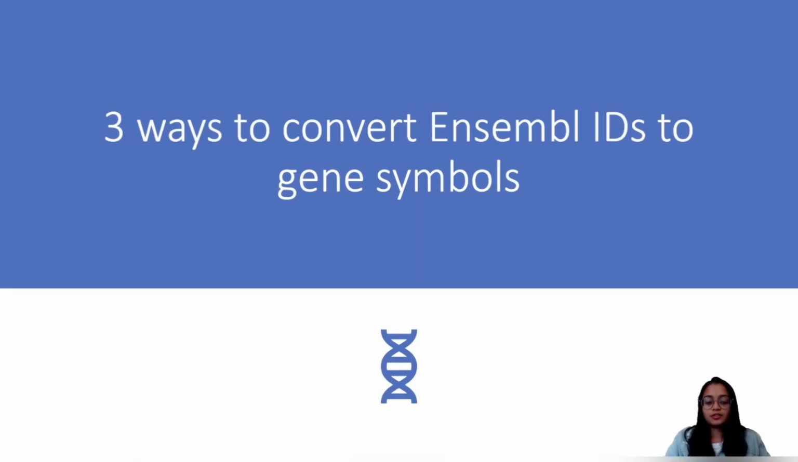So these were the three methods to convert Ensembl IDs to gene symbols. I'm sure there are many other methods, but I chose these three as they are the methods that I frequently use.